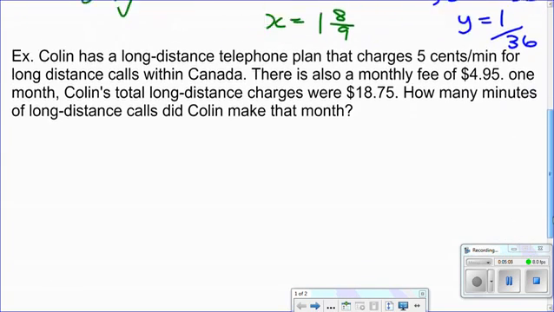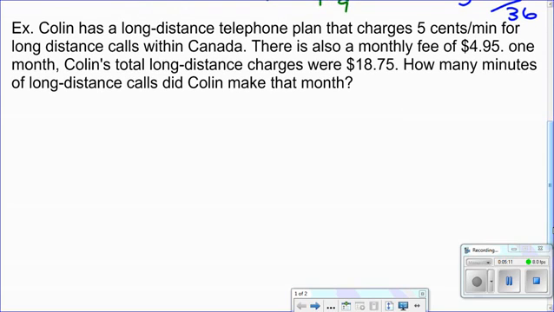So now as we're looking through our word problems, we need to make sure that we are pulling out the important pieces. You might use highlighters or pencil crayons or different color pens, whatever. So for this first one, it says, Colin has a long distance phone plan that charges 5 cents per minute. So 5 cents per minute, that looks like it's a rate that might be important for us.